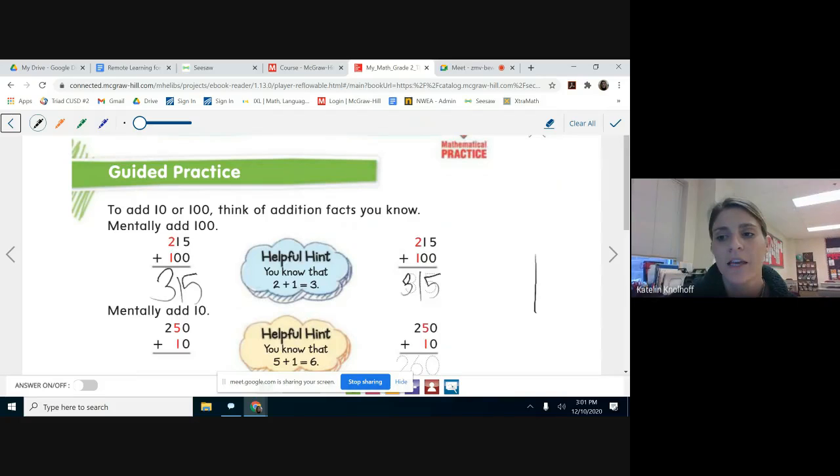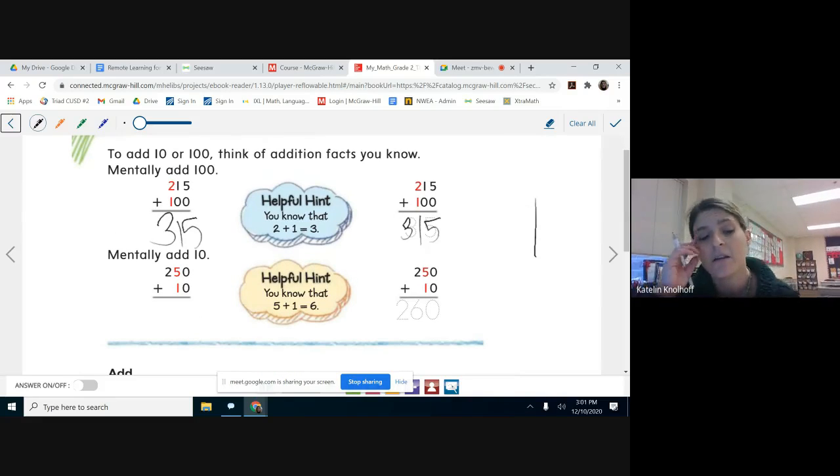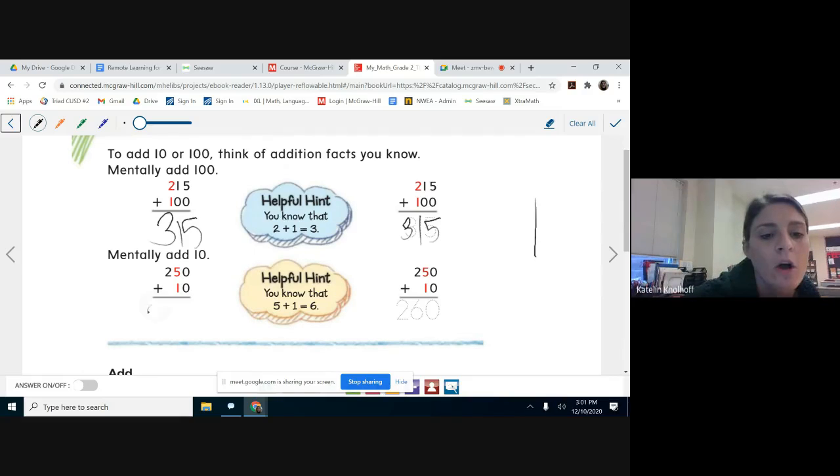They're going to mentally add 10. I really like to start in the ones place and just add down if you can't mentally do it in your head. If you can mentally do it in your head and you know, then that's great. But if you can't, then you're just going to add the ones place, the tens place, and the hundreds. And I'm going to show you both ways. So the first way is to just mentally know that 250 plus 10 is me adding 10 more to the tens place. So I know that that's 260, right?